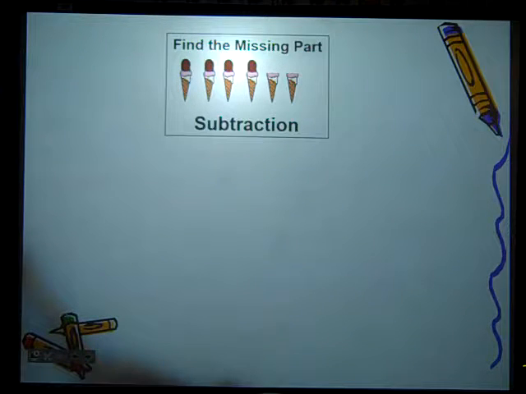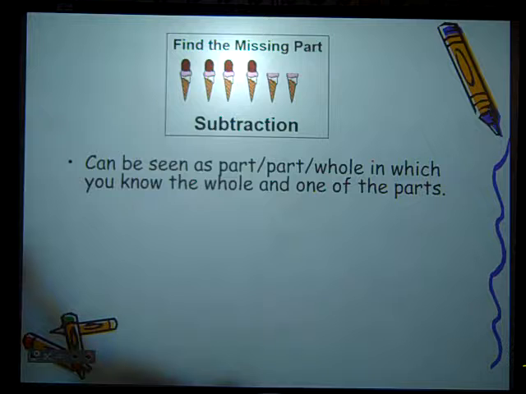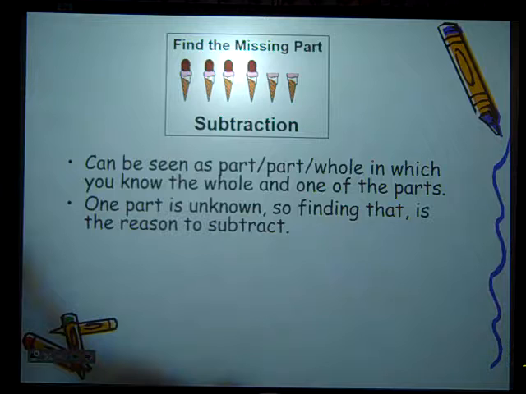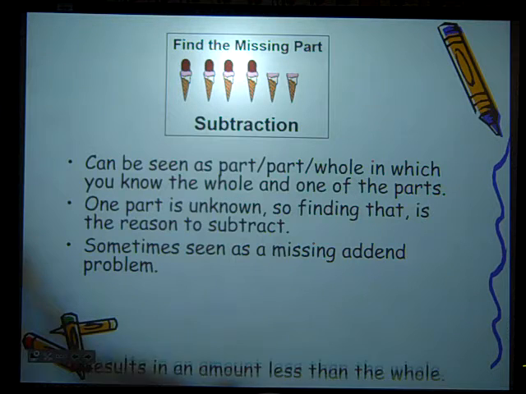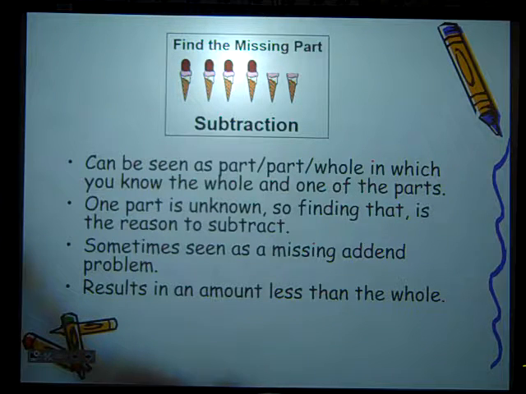You might know it as part, whole. Okay? Part, whole is where I have a whole and I have a part and I'm looking for the missing part. I take the whole, I subtract one of the parts, and I find that missing part. And it is also a reason that we subtract. Sometimes seen as a missing add-in problem as well. And it always results in a smaller amount or a less amount than the whole.